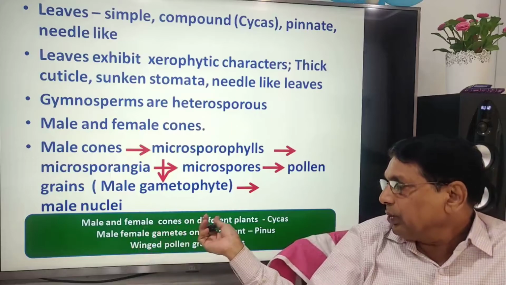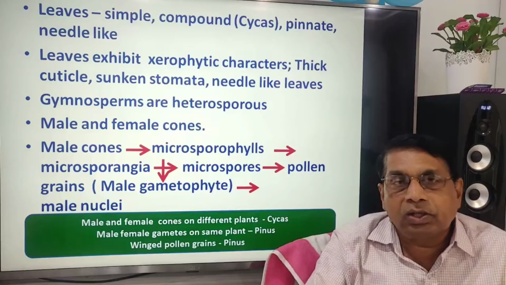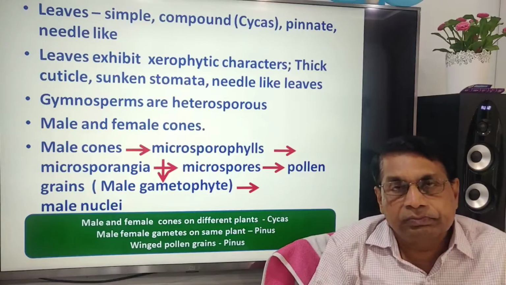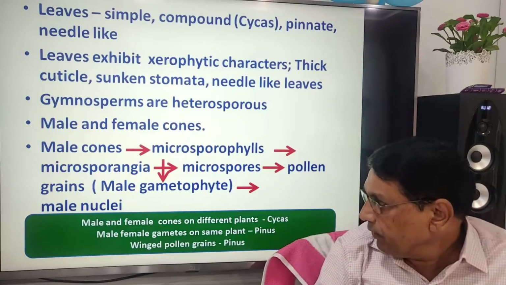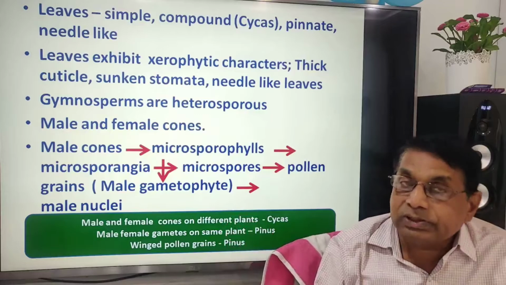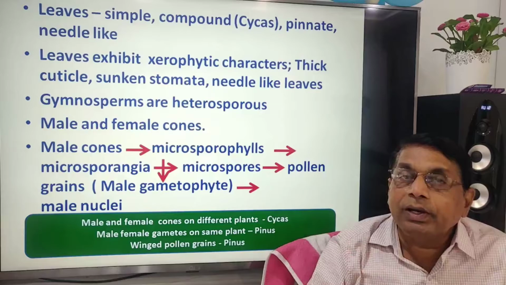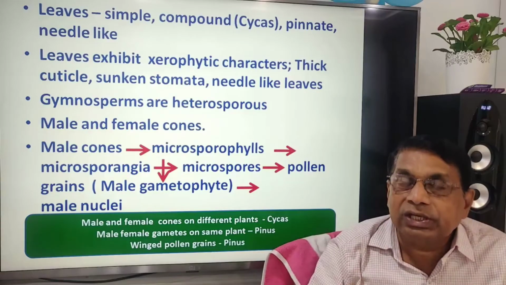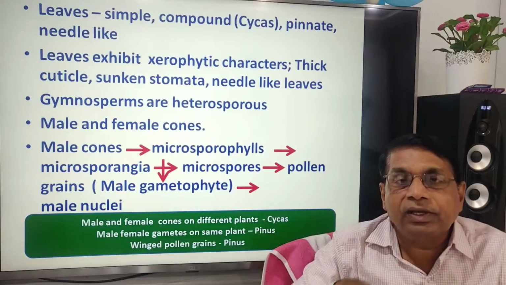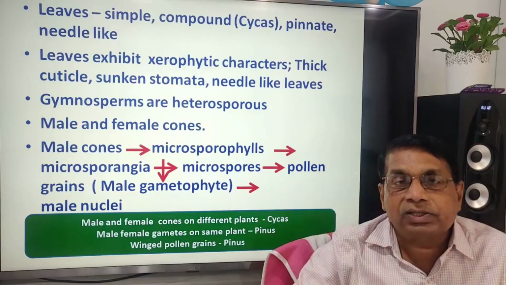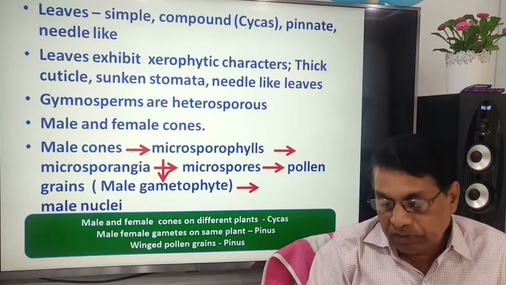Male and female cones are on different plants in Cycas. In Cycas, usually in botanical gardens, you will see that male and female plants are different. Male and female gametes on the same plant occur in Pinus, which is monoecious, as against dioecious. Winged pollen grains facilitate air dispersal. The pollen grains have light, wing-like structures, so they are very easily blown away by the wind currents.